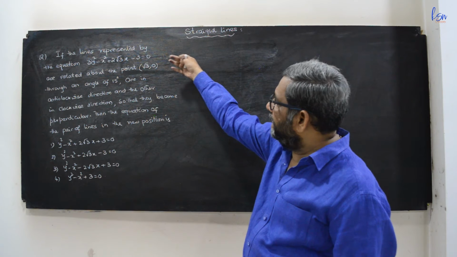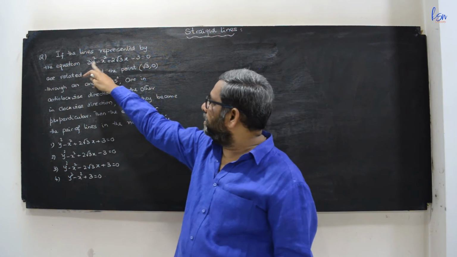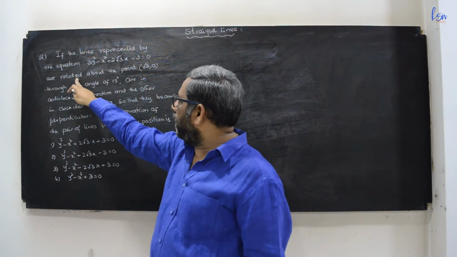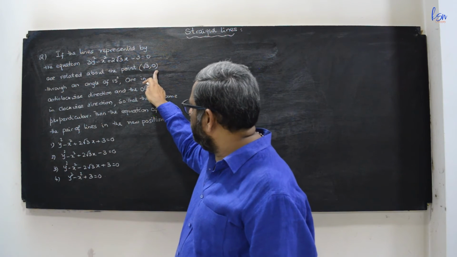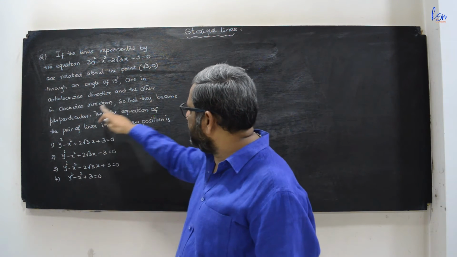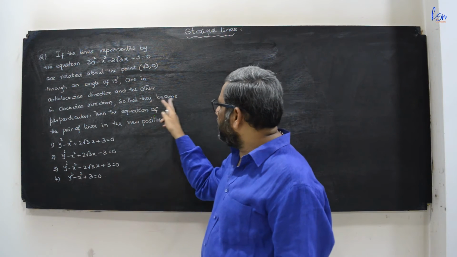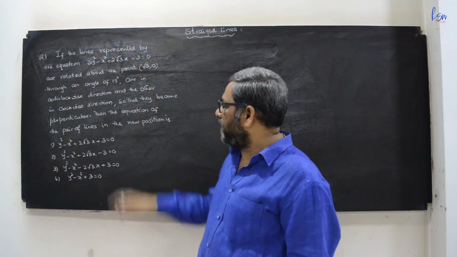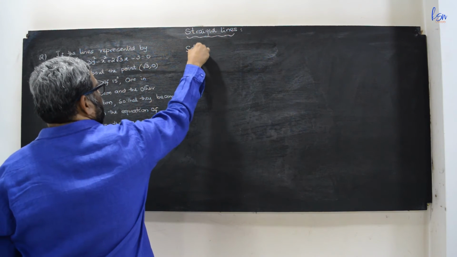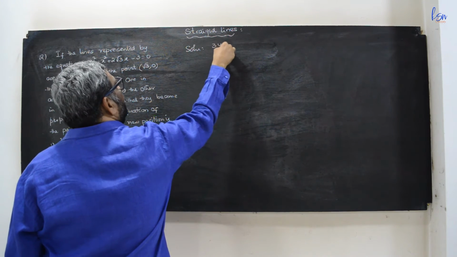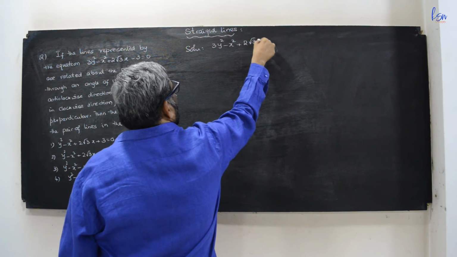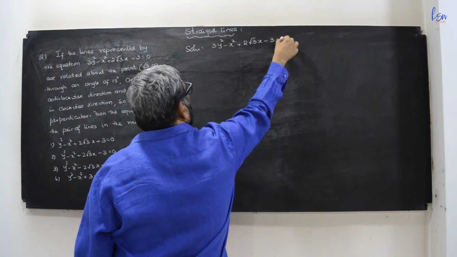The second problem is: if the lines represented by the equation 3y square minus x square plus 2 root 3x minus 3 equal 0 are rotated about the point root 3 comma 0 through an angle of 15 degrees, one in anti-clockwise direction and the other in clockwise direction, so that they become perpendicular, then the equation of the pair of lines in the new position is? Let us consider the pair of lines given. Solution: 3y square minus x square plus 2 root 3x minus 3 equal to 0.